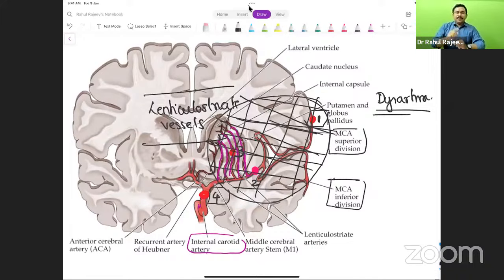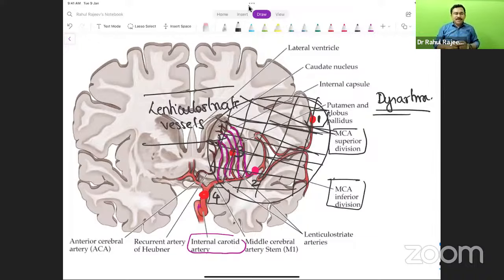It is not. Because if that was a possibility, number one, such a big stroke would have produced alteration of consciousness for sure. Here the patient was conscious. Definitely a large stroke will produce alteration of consciousness. Second, if it is a proximal MCA, not only will the lenticulostriate be affected, the cortical branches also will be affected. So if the cortical branches are affected, you will have symptoms accordingly.